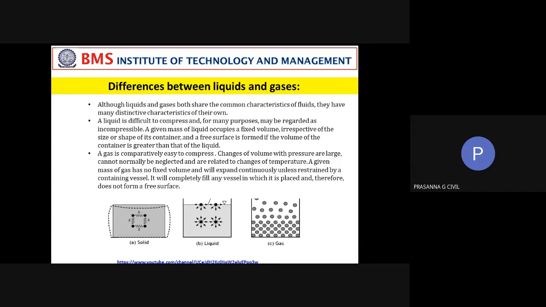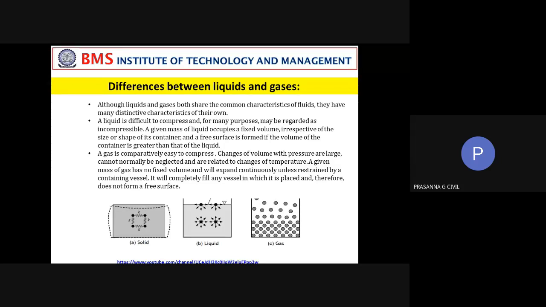Whereas all of us have seen gas cylinders, compressed, even LPG cylinders, and so we know that a gas is much easier to compress. Changes of volume with pressure is large. So that means the more pressure you apply, the volume will compress more.